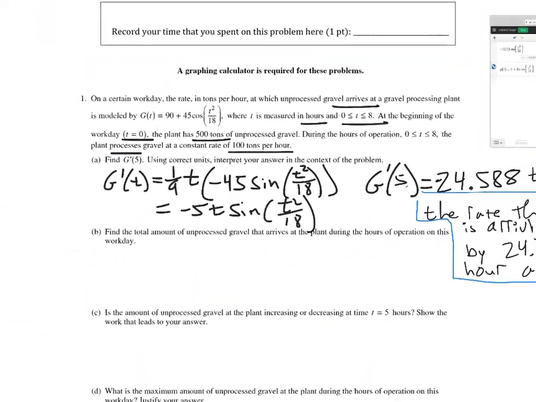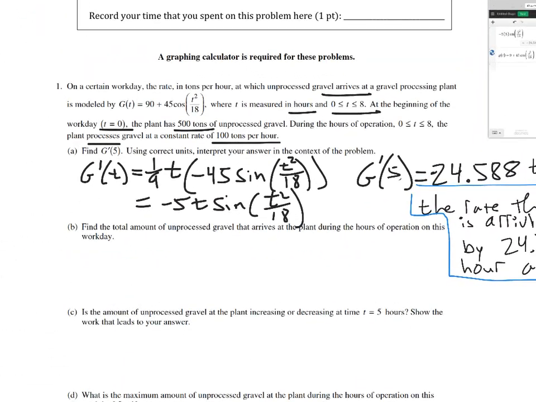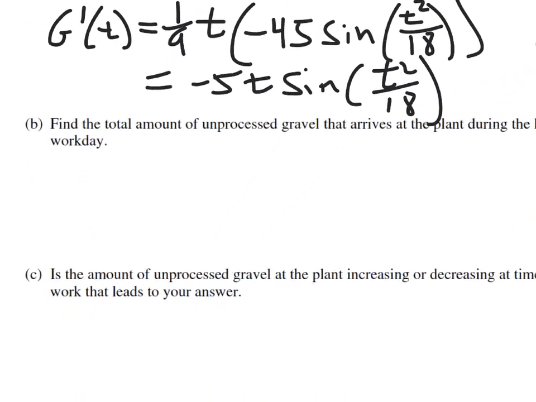All right, let's move on to B here. Find the total of unprocessed gravel that arrives at the plant during the workday. Now, a total is an accumulation. We need to add these all up. This is a sum. It's an infinite sum because gravel just continues to arrive. And so infinite sums are integrals.